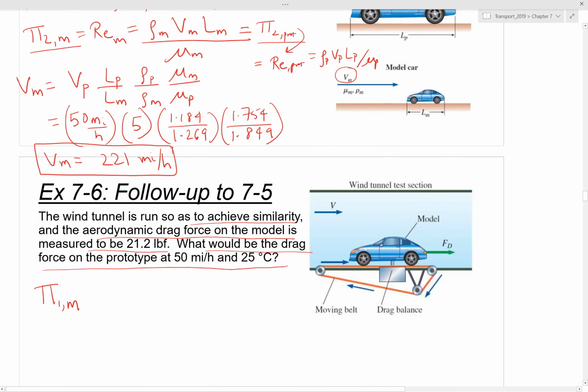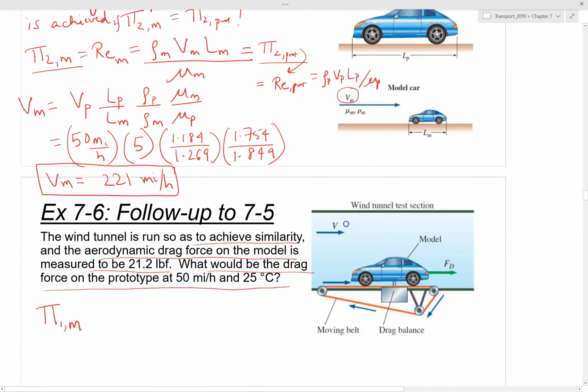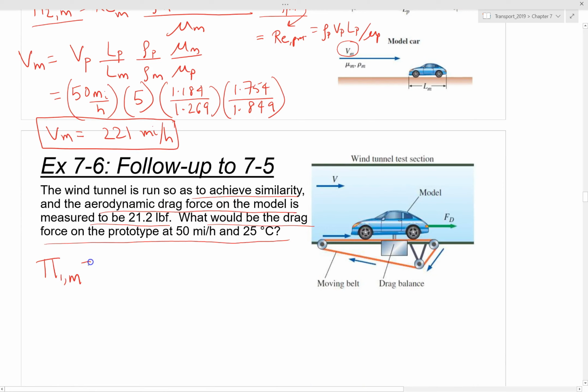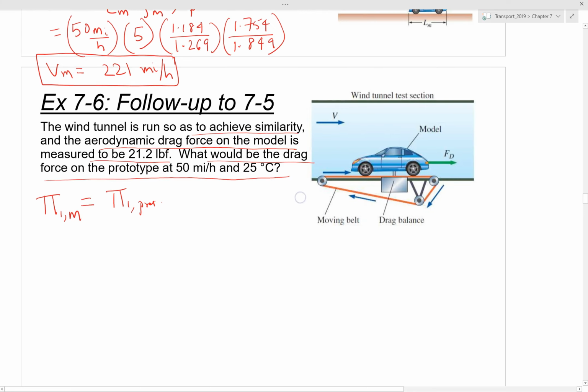We are asked about the drag force. The drag force is your pi's. Pi 1, the dependent pi. So this is basically asking what is pi 1 model, pi 1 prototype. Now that we have matched the similarities. Okay.